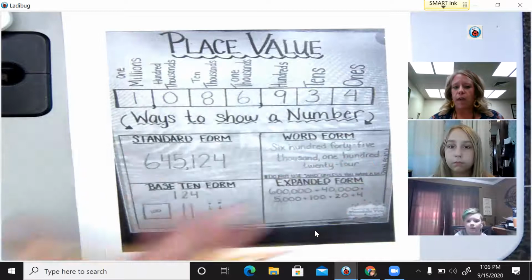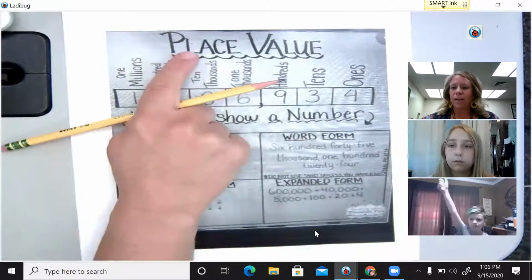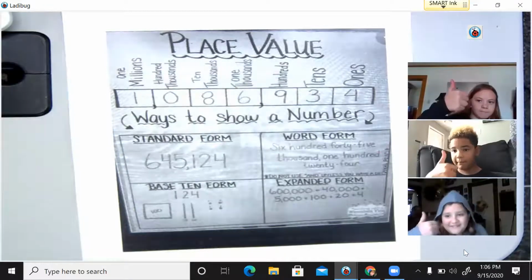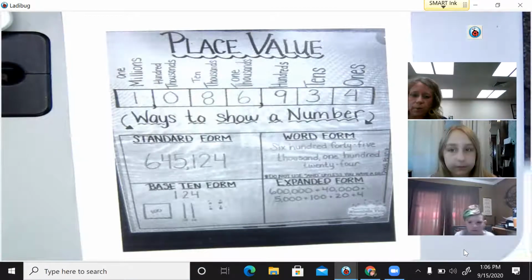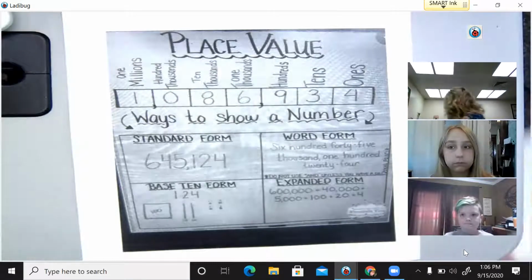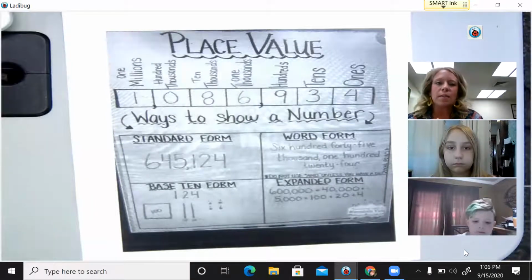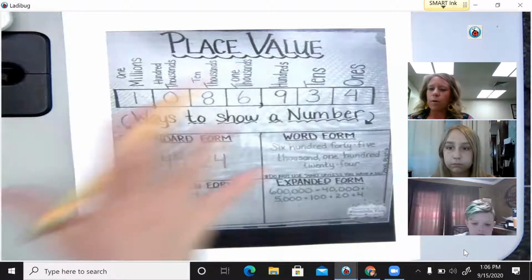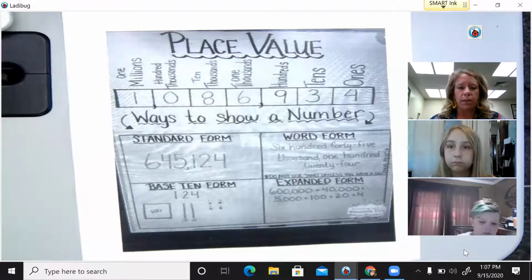So are you able to see my anchor chart that I have in front of me? It says place value at the top. Everyone's good? Give me a thumbs up. Great. Okay, so now I do want you guys to participate and help me out with some of these new words. They might be new, they might be different. So we're going to talk about all the different ways to show a number. And that's what you practice with the videos on Khan Academy in the practice.